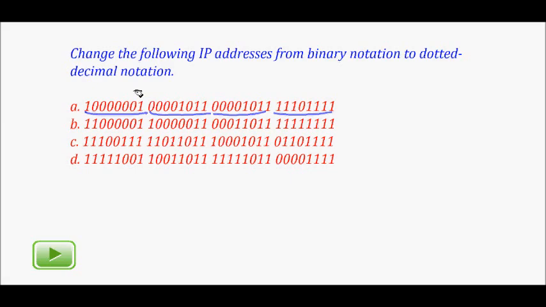The first group has 2 to the power of 0, and this is 2 to the power of 7. So 2 to the power of 7 plus 2 to the power of 0, which is 128 plus 1, so this number is 129. Next is 1 plus 2, 3, 3 plus, so this is 1 plus 2 plus 8. So this is 11.